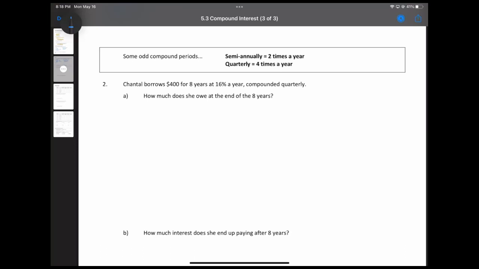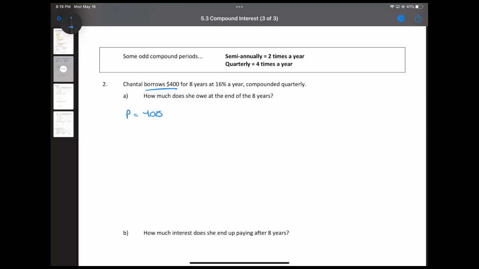And if you want to make an estimate on how much she's going to owe, do that now. Do you think she's going to owe like $500 or $700 or $1,000 or $2,000? Just take a guess, and then let's see what happens due to compounding. So she borrows $400, which means the starting amount, principal, is 400.